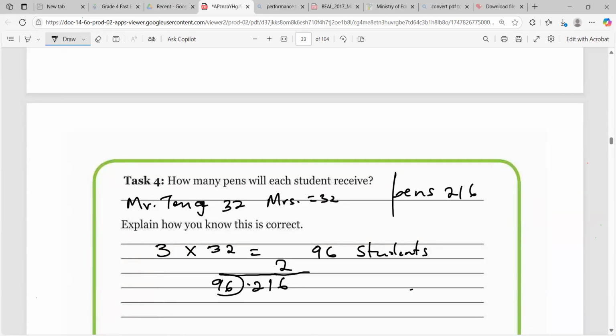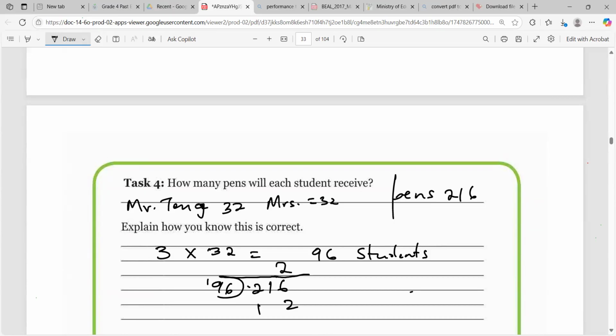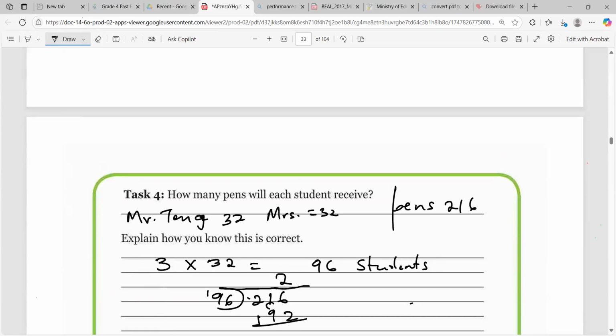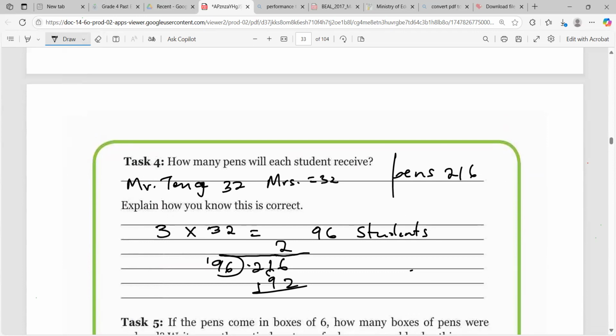2 times 96, 2 times 6 is 12, 2 carry 1, 2 times 9 is 18, and 1 is 19. So the remainder would have been 24. So it's 2 pencils each child would get. All right. So we kind of missed that part, but nevertheless, good attempt.